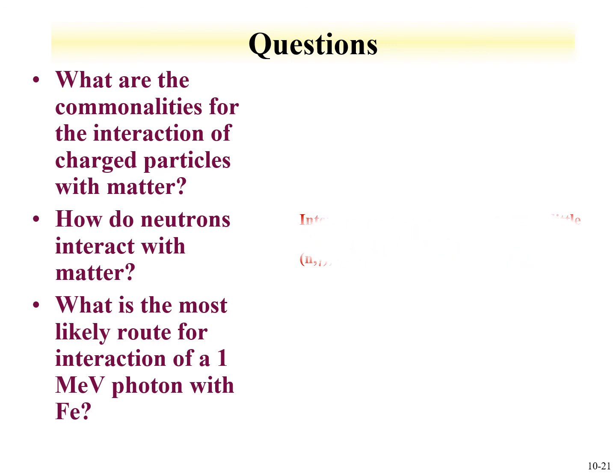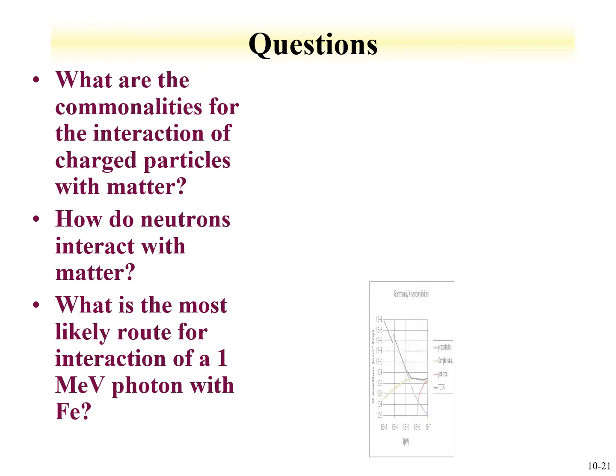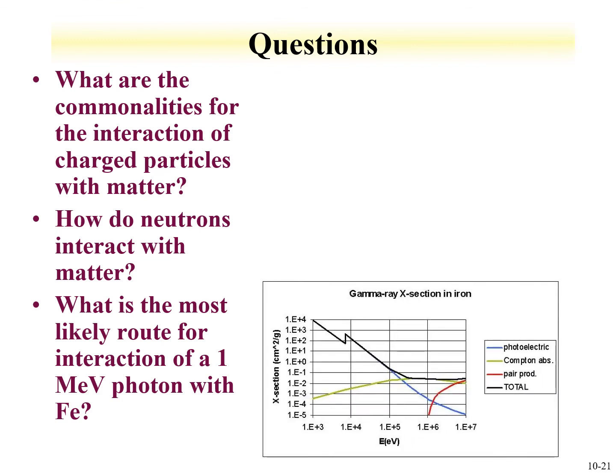Another question you should be able to evaluate: what's the most likely route for the interaction of one MeV photon with iron? If you're given data that look like this, some sort of cross-section as a function of energy for different photon interactions. We know that there's a photoelectric effect, Compton effect, and pair production.